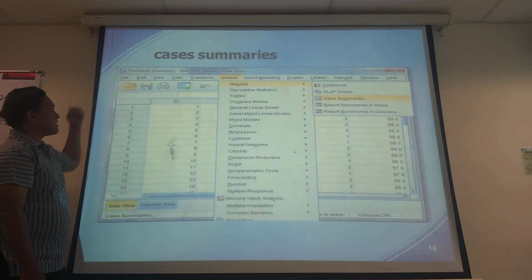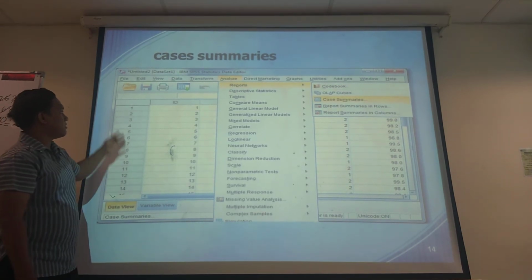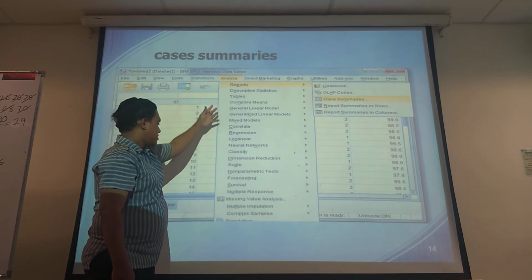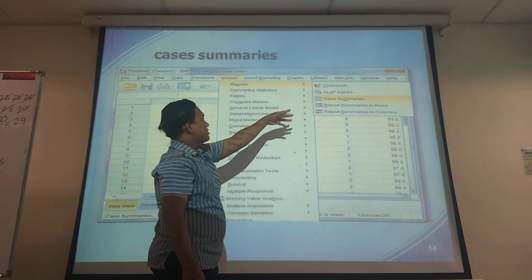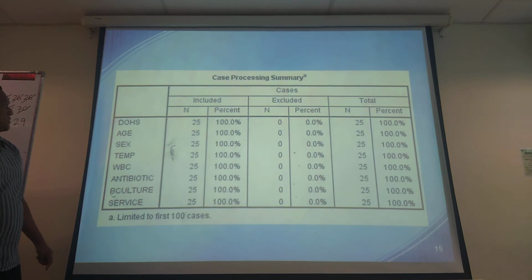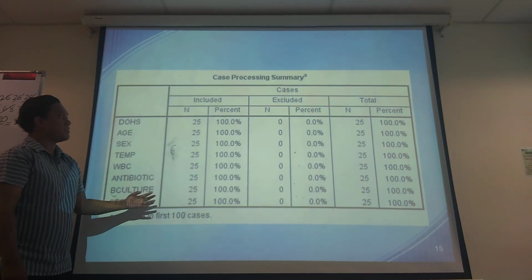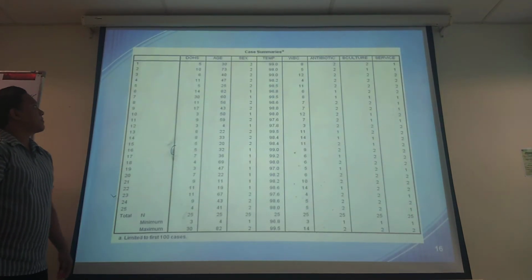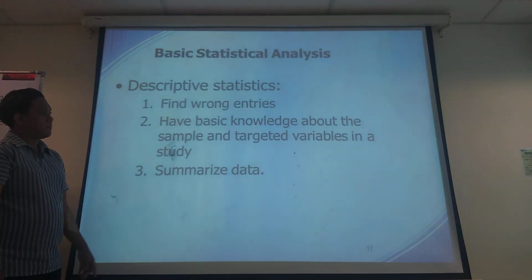So this is the case summaries, what I'm talking about. Report, as what you see, analyze, you can see this from reports until complex samples, utilities, you can see code book and so on. So this is the case processing summary after you have done it, just like this you have seen. And also this is the case summaries for the data.